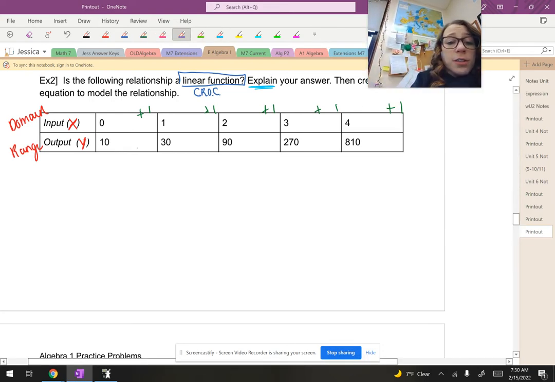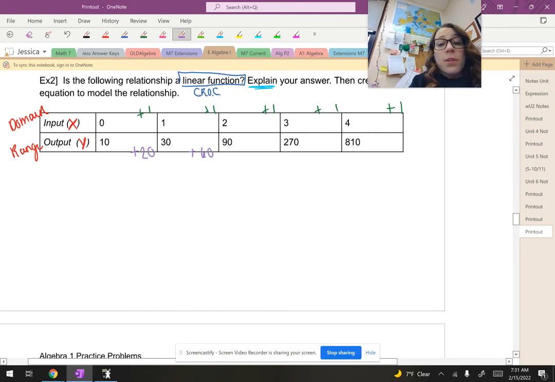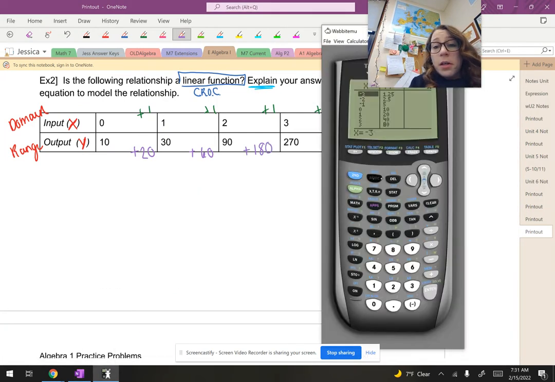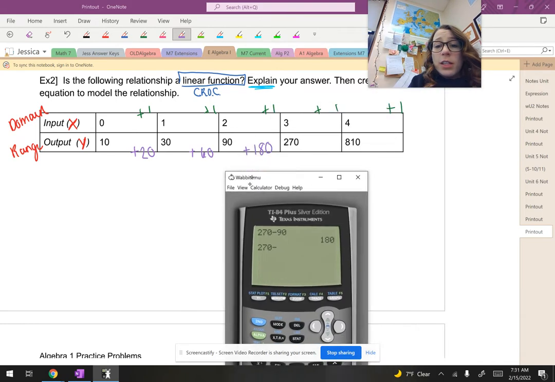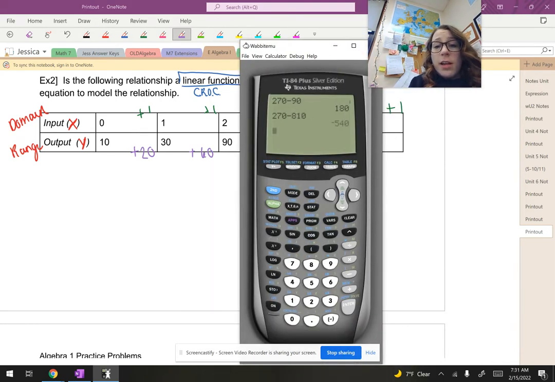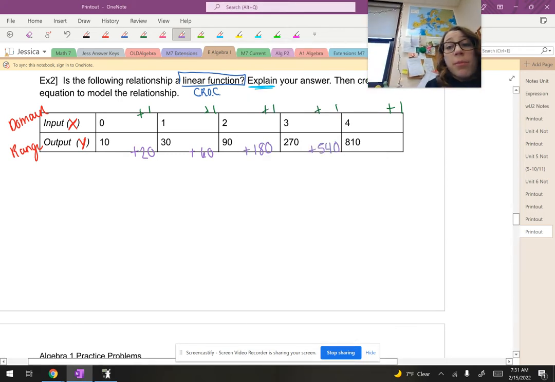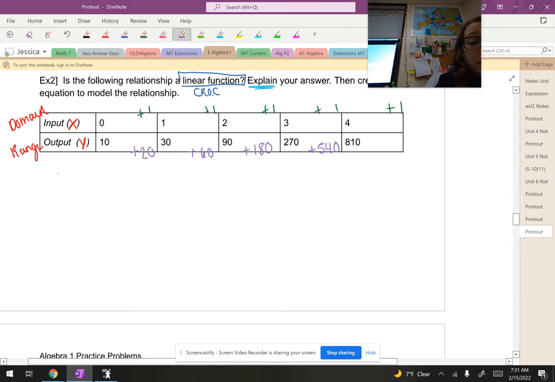To go from 10 to 30, I need to add 20. To go from 30 to 90, I would need to add 60. To go from 90 to 270, I need to add 180. Then going from 270 to 810 is adding 540. So right away, based on that, this is not a linear function.